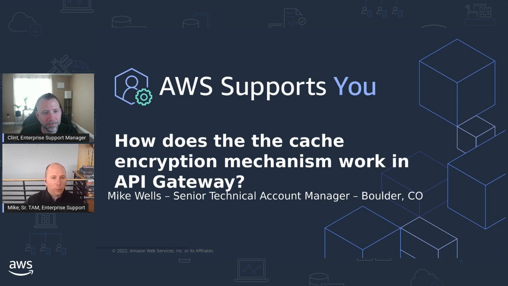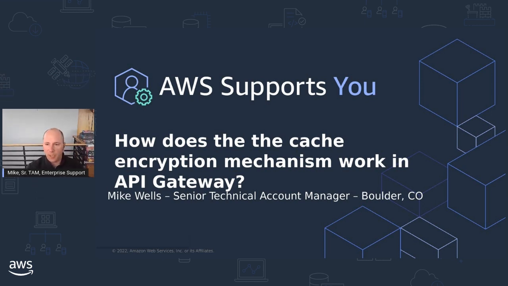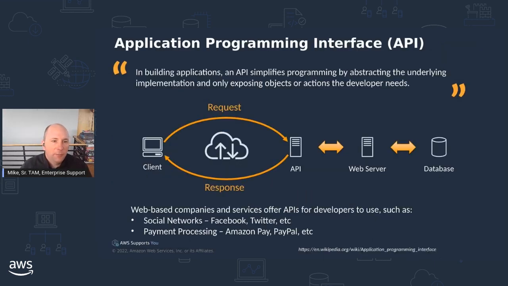So we had a question come in from Repost about how the cache encryption mechanism works for API Gateway. I'm going to jump in and lay some groundwork about what API Gateway is and what you might need it for first. So first of all, let's talk about what an API is, and just break down the question to give some background to those who might not be familiar.